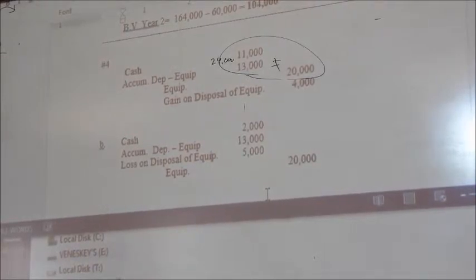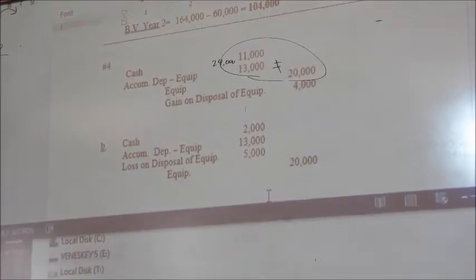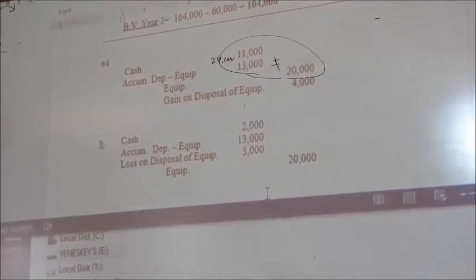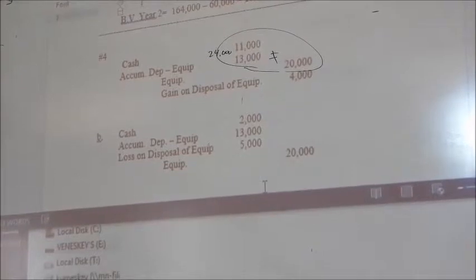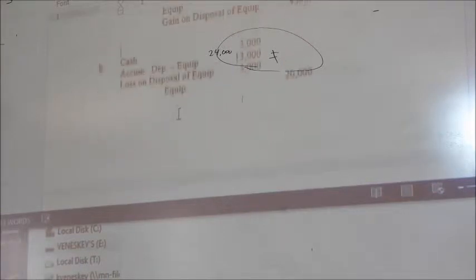And then in C, you didn't get anything for your asset. You just had to get rid of it. You had to throw it out. So you still have to take it off your books. If it helps, you can debit cash for 0, although that's not really what you do. But if it helps you to visualize it, you can say cash of 0. And what would your loss be on part C? 7,000. Yeah, all of it.